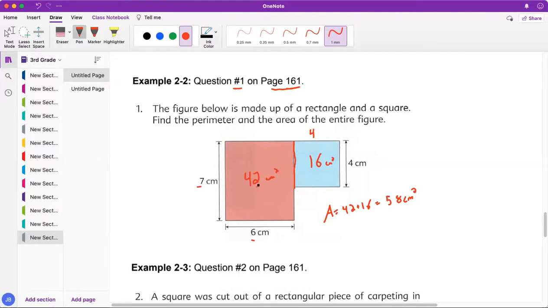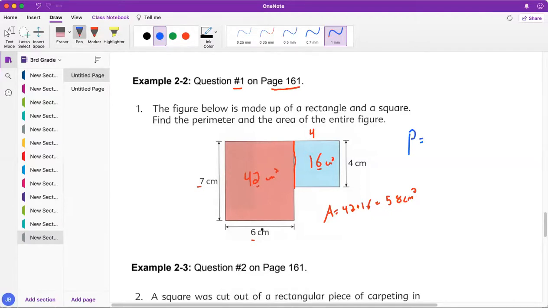So if 2 is even and 6 is even, it will always be even. But if 1 is odd, then it will be odd. So that's a good way to remember. So then the perimeter. And odds.